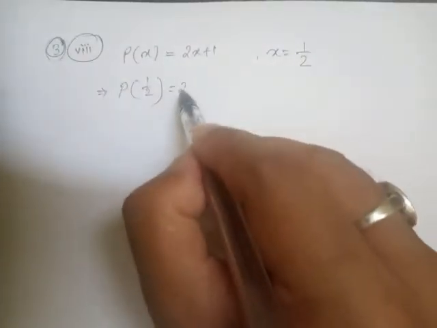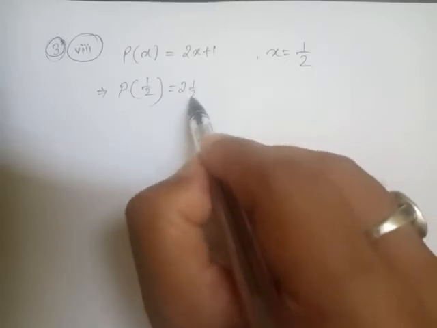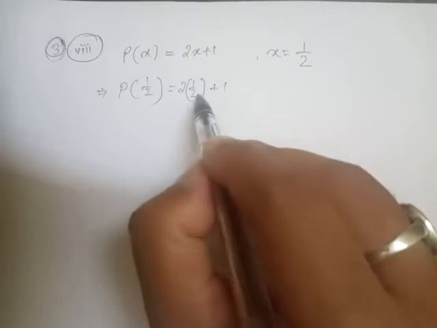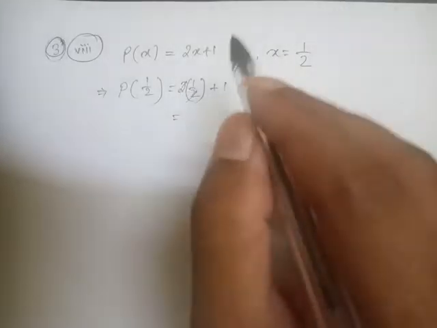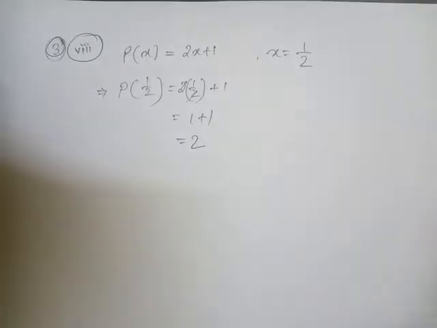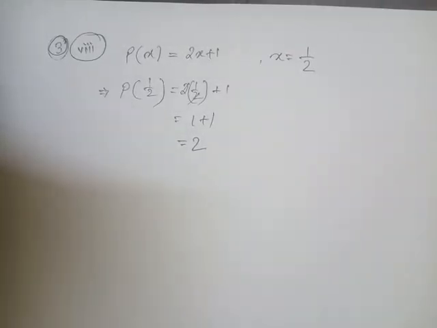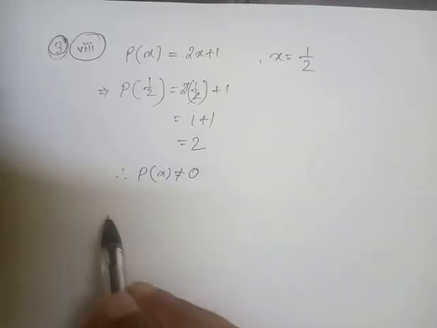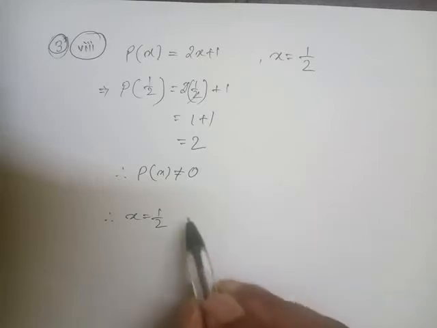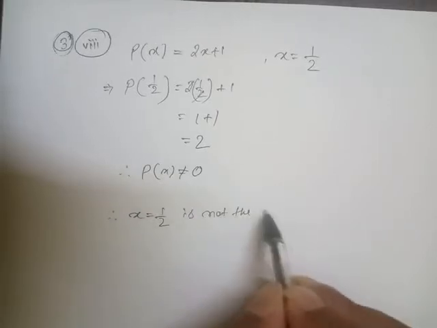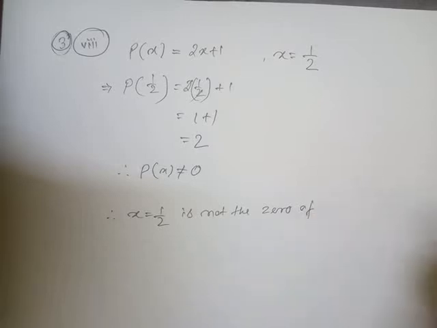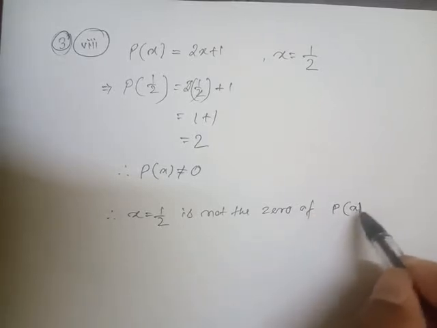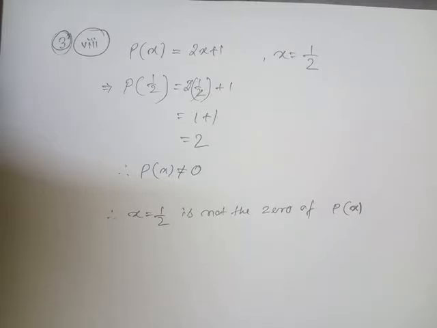Now look here, in place of x I'll put half, then 1. Now look, 2 and 2 cancel, since these are multiplied, so we can cancel this. 1 plus 1 is 2. Now if 1 plus 1 is 2, then we can say that p(x) is not equal to 0. If it is not equal to 0, then x equal to half is not the zero of p(x). So it is clear to students in question number 3, if the value of p(x) is 0, then the given value is a zero of the polynomial.